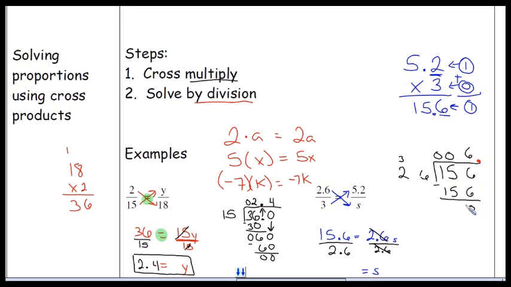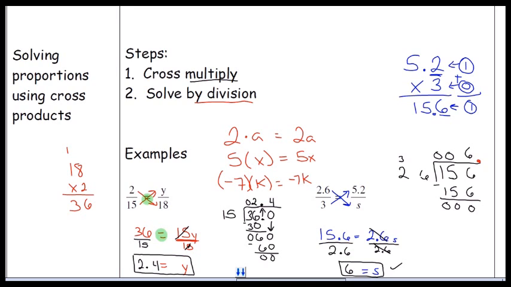So when I subtract, I get a remainder of 0, and my answer is just 6 because my decimal is back here, so that tells me that this is a whole number. So S is equal to 6, and I'm done. Okay, so that's how you know if this is correct or not.